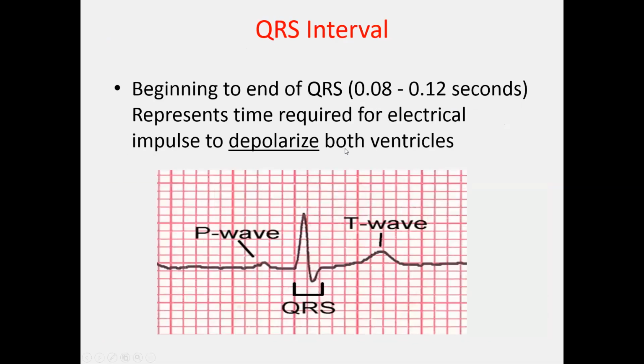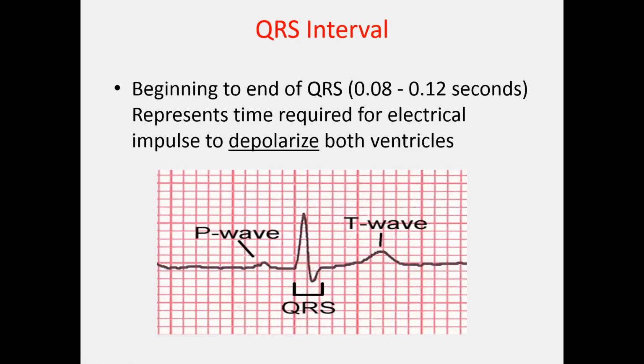And one of the things we measure when we're analyzing an EKG strip is the QRS interval. So we're going to measure the number of little boxes between the beginning of the Q wave to the end of the S wave. And it should be less than 3 little boxes. It should be 2 to 3 little boxes.